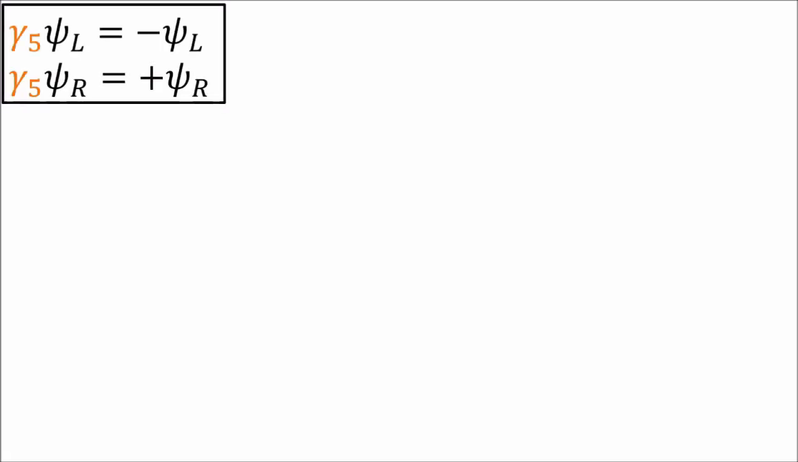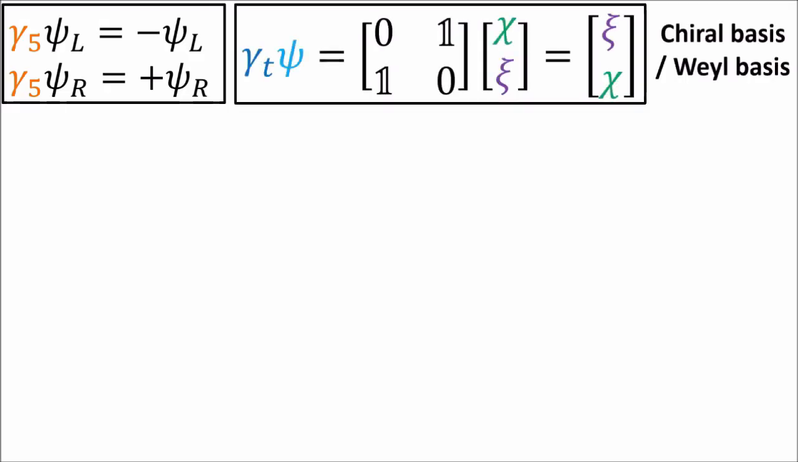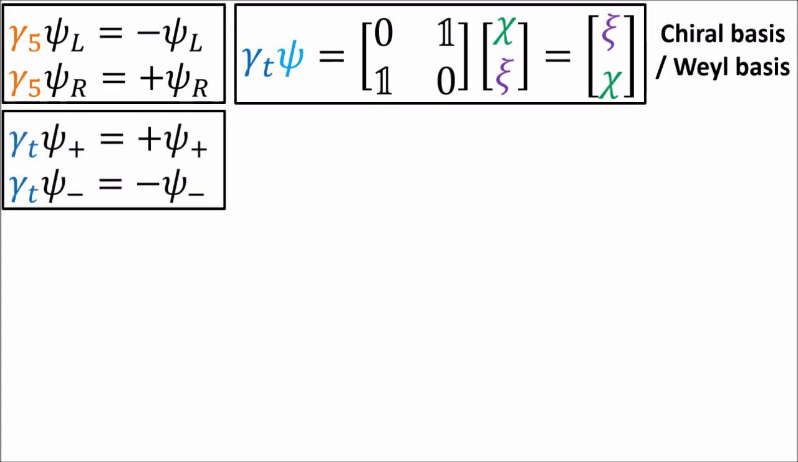The last thing I'll do is talk a little bit about matter and antimatter. So we've already seen that gamma 5 helps identify the left and right chiral halves of a Dirac spinor. These are the eigenspinors of gamma 5 with eigenvalues of +1 and -1. And gamma t swaps the positions of the left and right eigenspinors. But let's consider the opposite case. Let's look for eigenspinors of gamma t with eigenvalues of +1 and -1. I'll call these eigenspinors psi plus and psi minus.